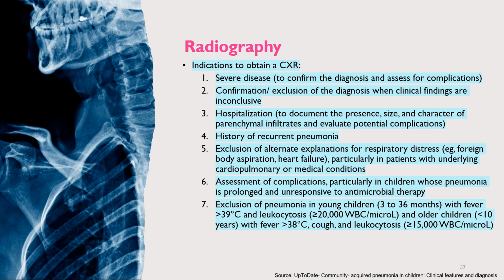Or if you're suspecting a complication, let's say the child has a pneumonia, you started treating it, like in our patient, and she never got better. So you need to do an X-ray to find out what's going on. And the last point is if you have a very young child, like 3 months to 36 months, who's having high fever and high white cell count, you want to do an X-ray to rule out pneumonia. Because sometimes if the baby is that young, they don't really show you that they even have a pneumonia. So you need to do the X-ray to catch it.